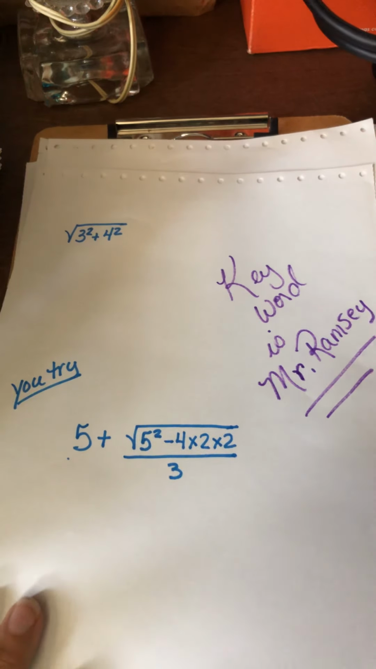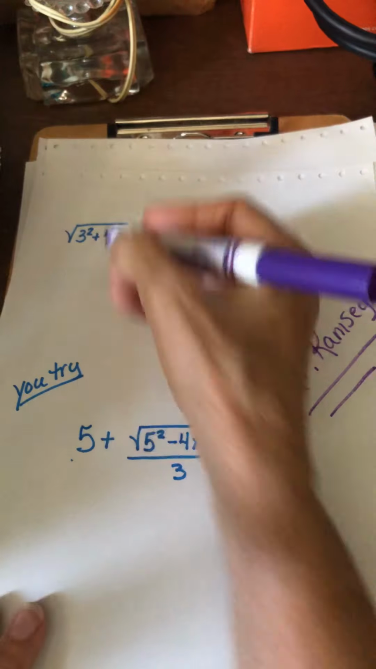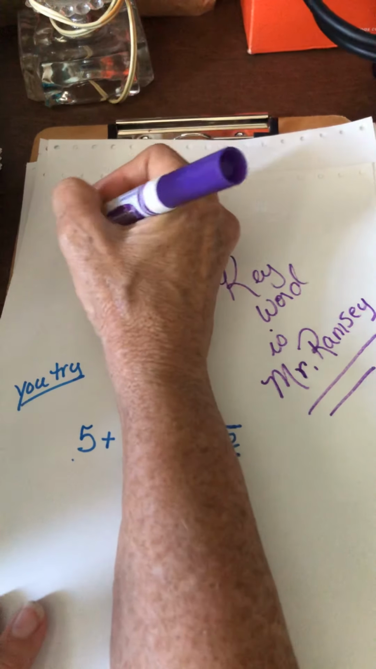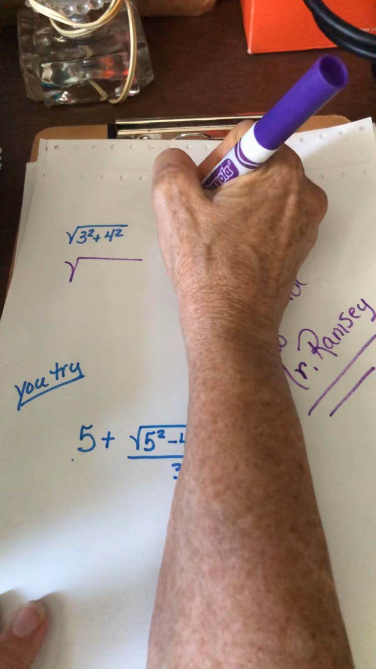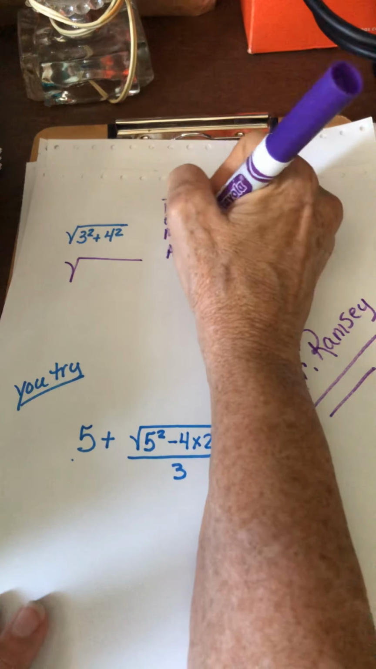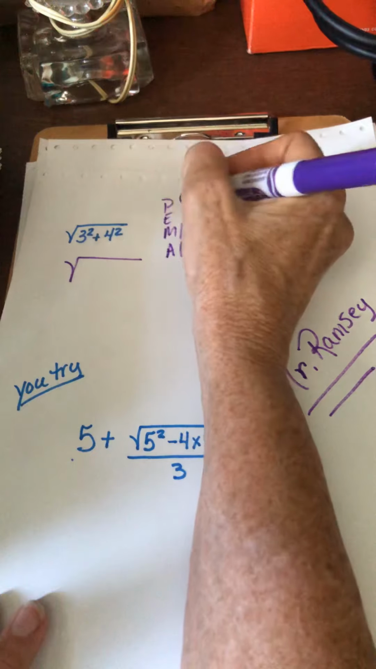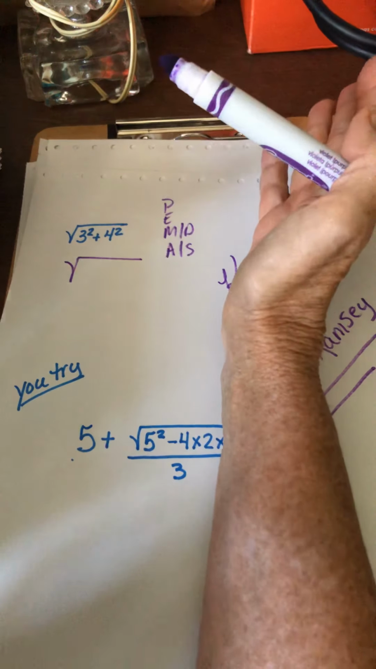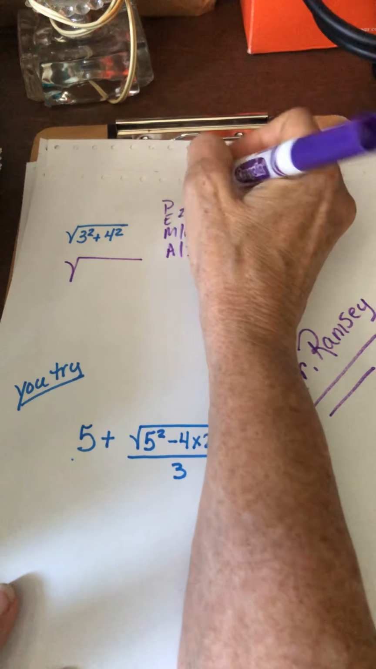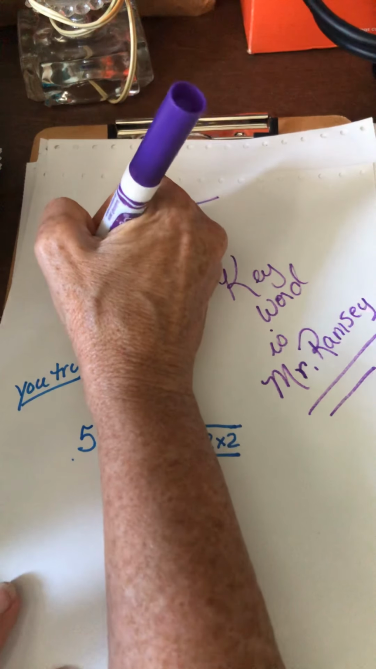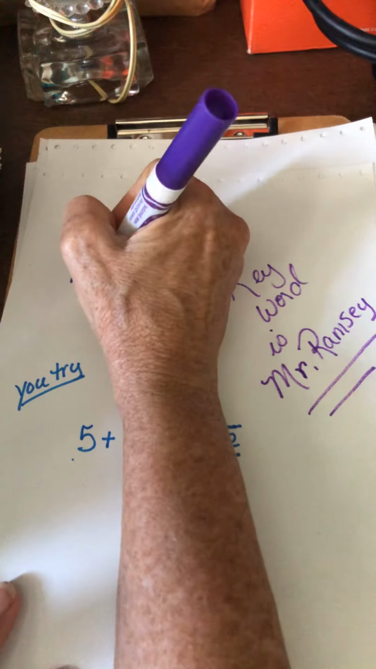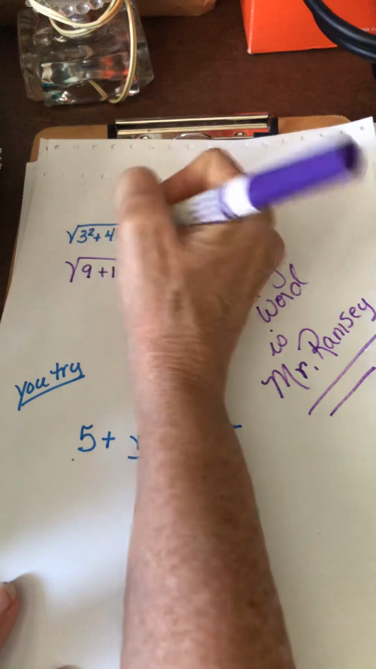Okay, all right, let's do this one and then you're going to do this one. Okay, 3, what I have is when I look at my parentheses, I have my exponents inside my square root. Well, what I need to do first is solve. What is 3 squared? It's 9. What is 4 squared? It's 16.